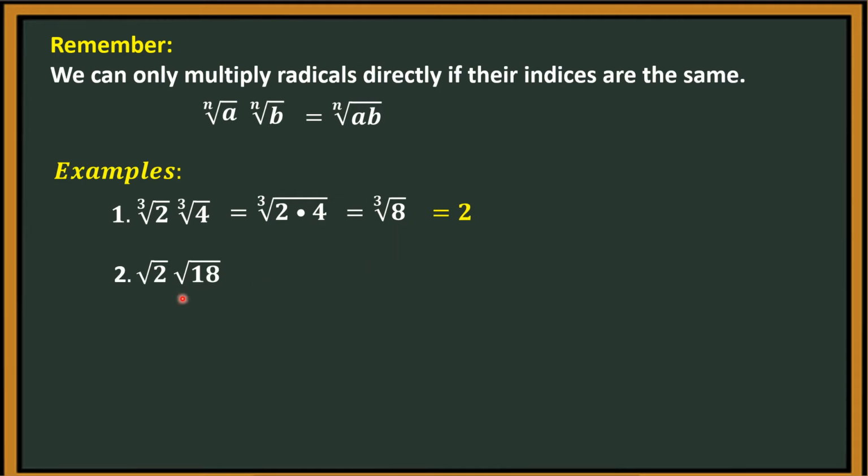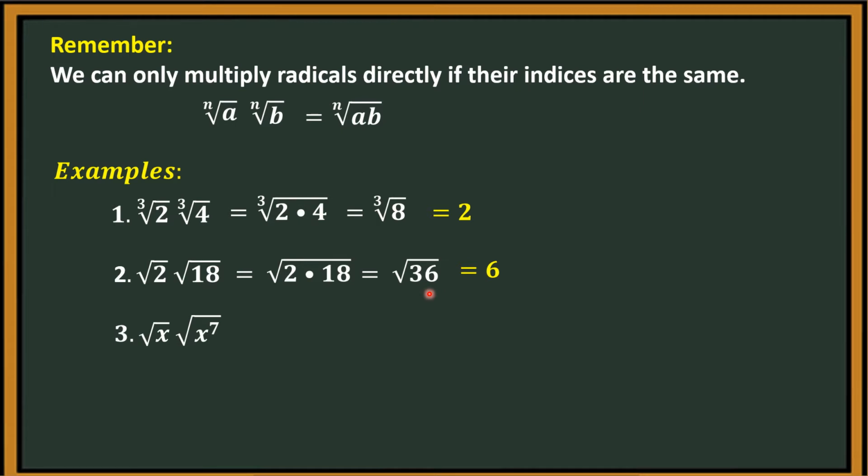Number 2, square root of 2 times the square root of 18. Same indices, which is 2. Therefore, we're going to multiply only the radicands. So that is equal to the square root of 2 times 18, and that is the square root of 36. 36 is a perfect square, and the square root of 36 is 6.